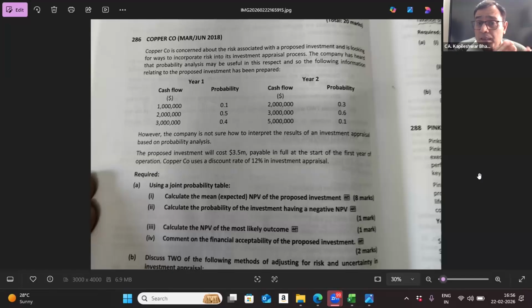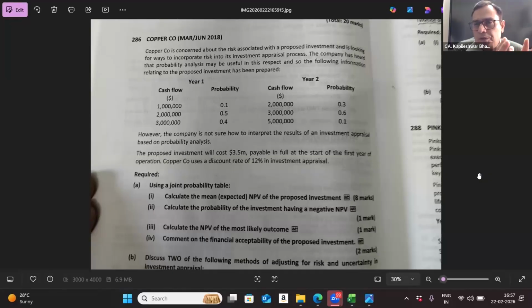Now, the requirement is very clear. Using a joint probability, we need to calculate the expected NPV. Then calculate the probability of the investment having a negative NPV, calculate the NPV of the most likely outcome, and comment upon the financial acceptability of the proposed investment.